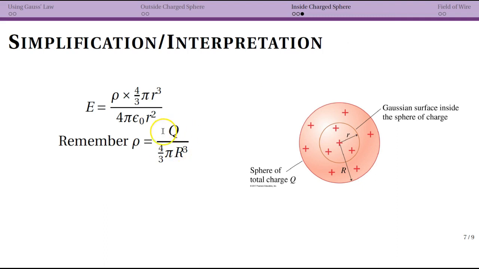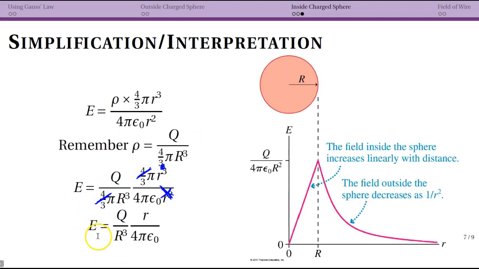So we're going to redefine this, plug it back in, and now look at this beautiful canceling that is going to happen. We have a 4/3 pi that cancels. This r cubed is going to just become an r to the 1, but cancel that whole thing on the bottom. And so we are left now with an electric field that goes as q over r cubed, but notice that those are constants, right? Those are constants, and then we have r over 4 pi epsilon naught.